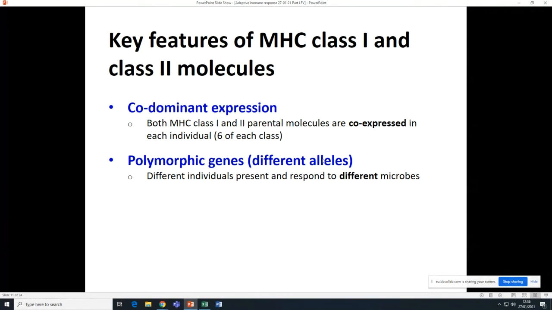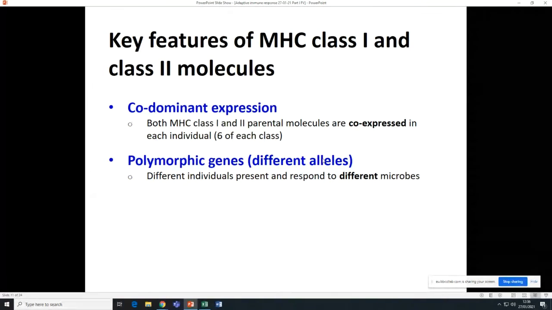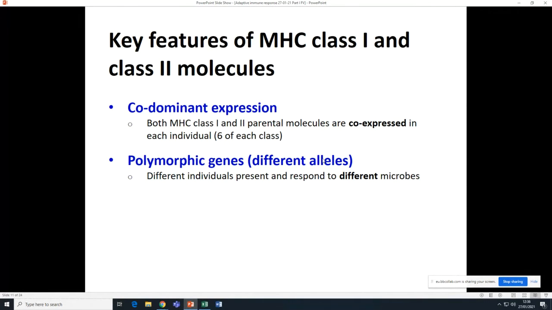So if there's a new microbe or a mutated one, like viruses, this polymorphism ensures that we will not be eradicated, that there will always be some people who will mount an immune response. They will be immune to it. Imagine if we all had the same MHC molecule: if there's a microbe, we're either dead or alive. Because of this, there will always be individuals living.